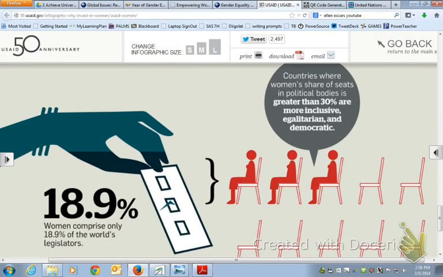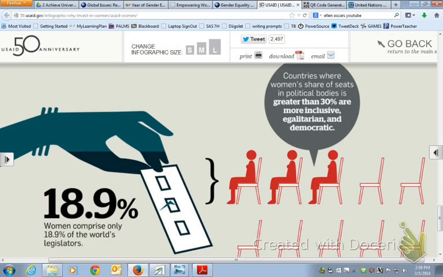And then finally, I love this one. If you look around the world, women comprise only 18.9% of the world's legislators. So if you look at all of the different governments and the seats available for politicians, only 18.9% of those are held by women. So I like what they say here. Where women's share of seats in political bodies is greater than 30%, so where women make up more than 30% of a political body, those countries are more inclusive, egalitarian or equal, and democratic. They have a more effective democratic system.